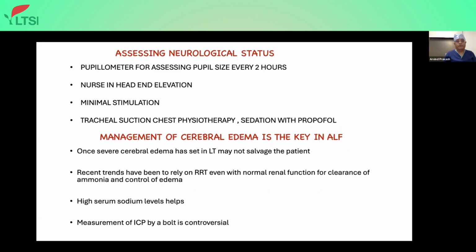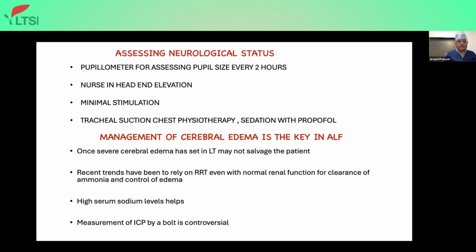The assessment of neurological status is very important. What we follow is a pupillometer for assessing pupil size every 2 hours, with nursing in head end elevation with minimal stimulation, and tracheal suctioning with chest physio when the patient is completely sedated with propofol and fentanyl. The management of cerebral edema is the key feature in ALF.